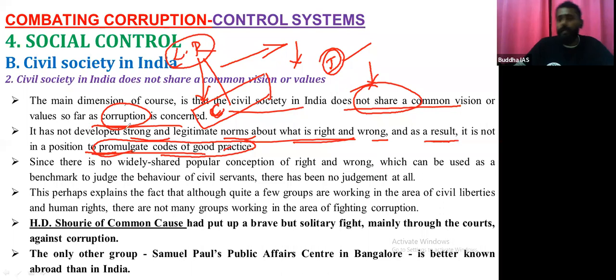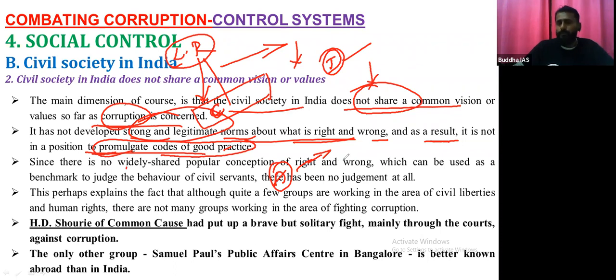If all the people had a common vision that corruption is wrong and it has to be punished, then we would have had strong and legitimate norms. And then we would have promulgated a good code of conduct, a code of good behavior. That is the reason Aristotle, while speaking about democracy, says that it is just like flattery. What is happening in democracy?